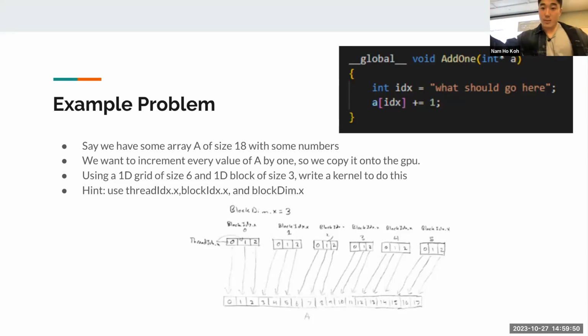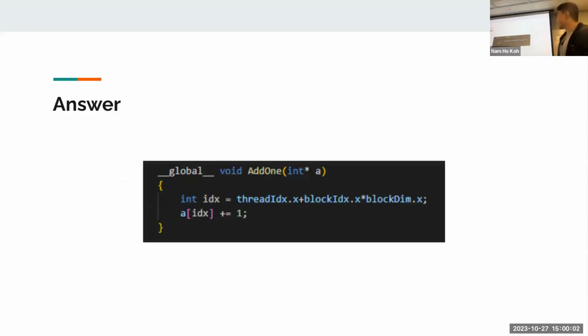I think that it's A of block ID times block dimension plus thread ID. Okay. Plus, or just plus 1. Sure. Okay, that's right. So essentially, you'll just do blockIdx.x times blockDim plus the threadIdx, okay?